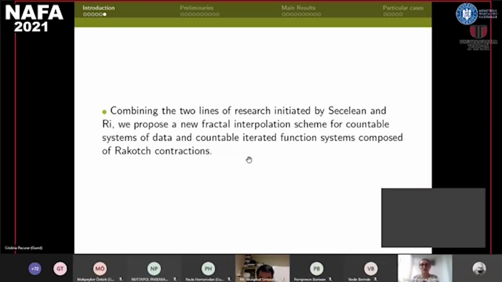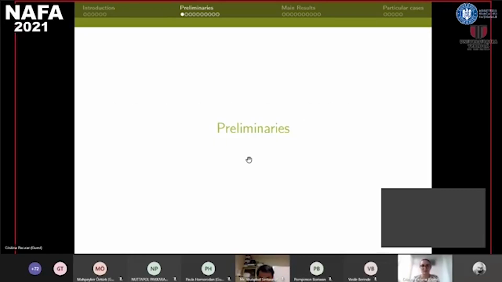Combining the last two lines of research, the one initiated by Secelean and the one initiated by Ri, we propose a new fractal interpolation scheme for countable systems of data and countable iterated function systems which are composed of Rakotch contractions.